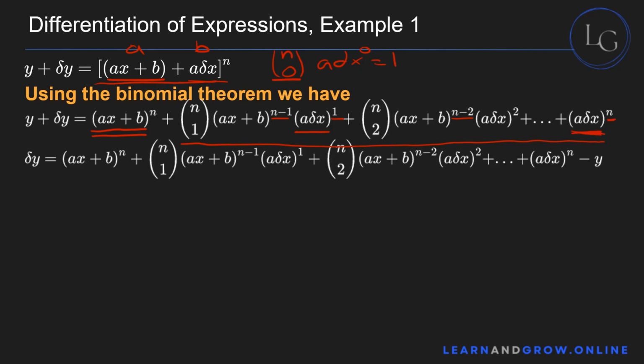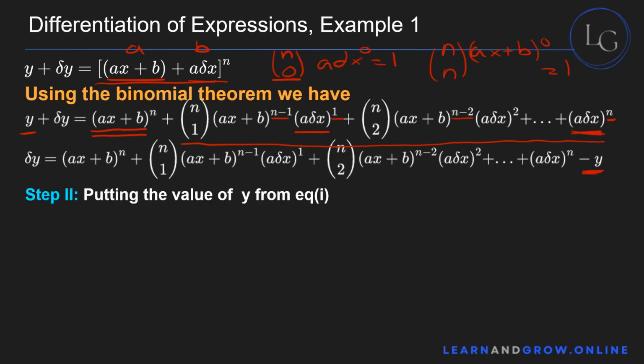The last term is basically being multiplied with n, and it is also being multiplied with ax plus b whole to the power 0, because n will be subtracted from n, which is just 0. And this also results in 1, which is why we're just left with this a delta x to the power n. So now you can see that we've taken this positive y to the right hand side and it becomes this negative y. So what we'll do now is we'll go to step 2, which was to put the value of y from equation 1 into this equation.